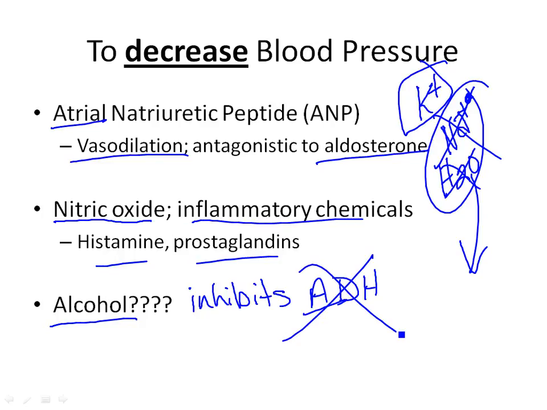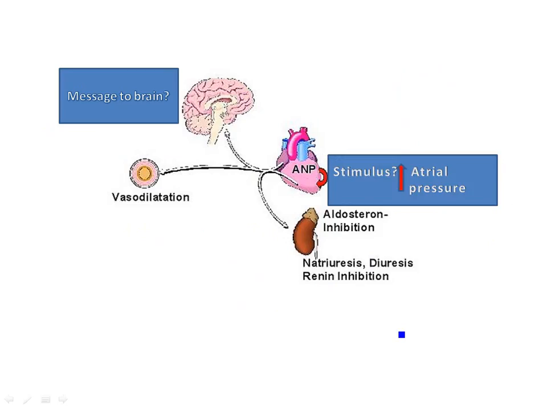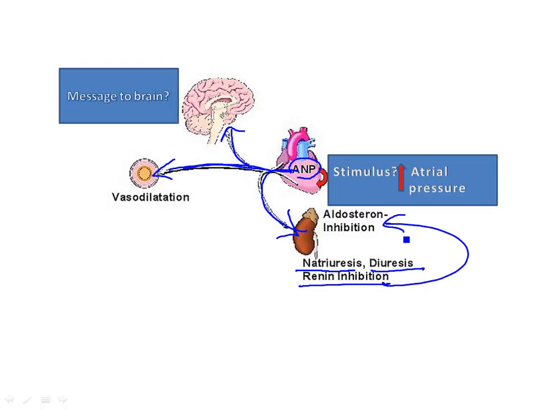All right, so last thing is just to look at a little schematic of the way aldosterone works and the inhibition of aldosterone by ANP. So your atria detect increased pressure, secrete ANP. Your brain interprets it and causes the ANP to be released. The ANP causes vasodilation, inhibits the release of aldosterone, so causes more sodium to be excreted, more water to be excreted, and the inhibition of renin, which of course leads to the inhibition of aldosterone.